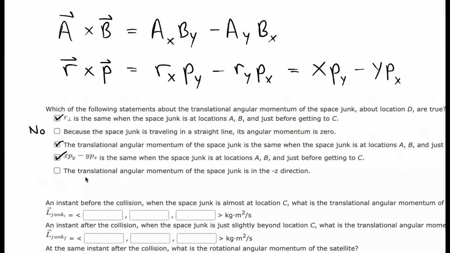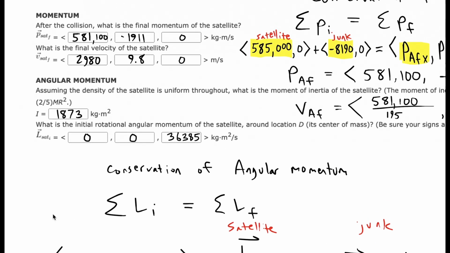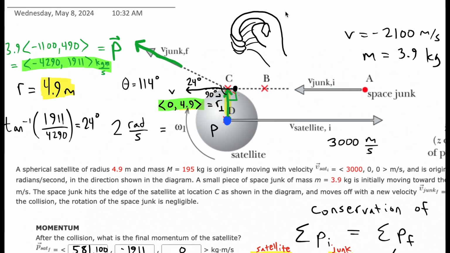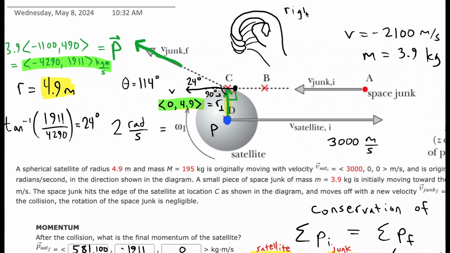Is the translational angular momentum of the space junk in the negative z direction? That's not true. I showed that earlier when I calculated the angular momentum using the right-hand rule.